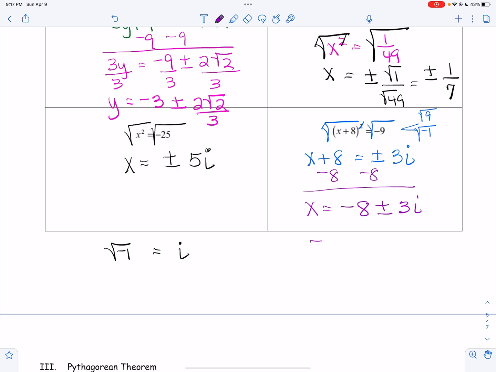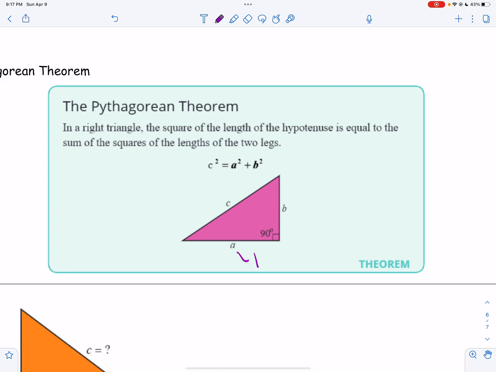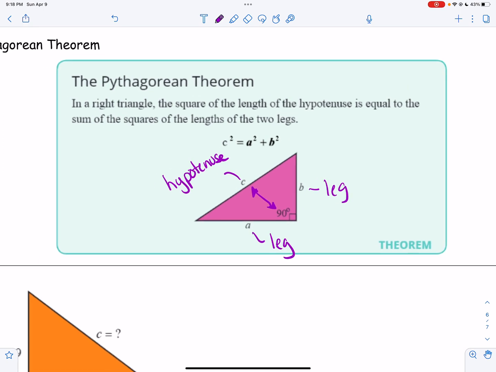And you can write it separately if you want, separated by commas. And those are your two solutions. So one of the things that we will do with this process is we will look at some applications that are talking about using the Pythagorean theorem. So here's your Pythagorean theorem where a is a leg, b is a leg, and c is what we call the hypotenuse. And that's always the side that's diagonal from the right angle, and it's always the longest side.